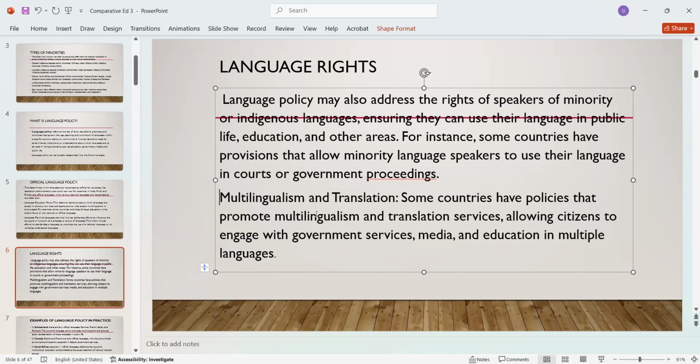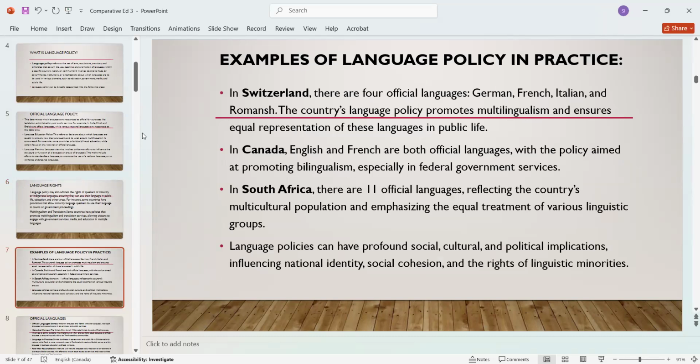Even in our country, right, in Tamil regions, the birth certificate will be in Tamil. Sinhala region, birth certificate will be in Sinhala. If you want to migrate, you have to translate all into English, right? So those things are there. And examples of language policy in practice.